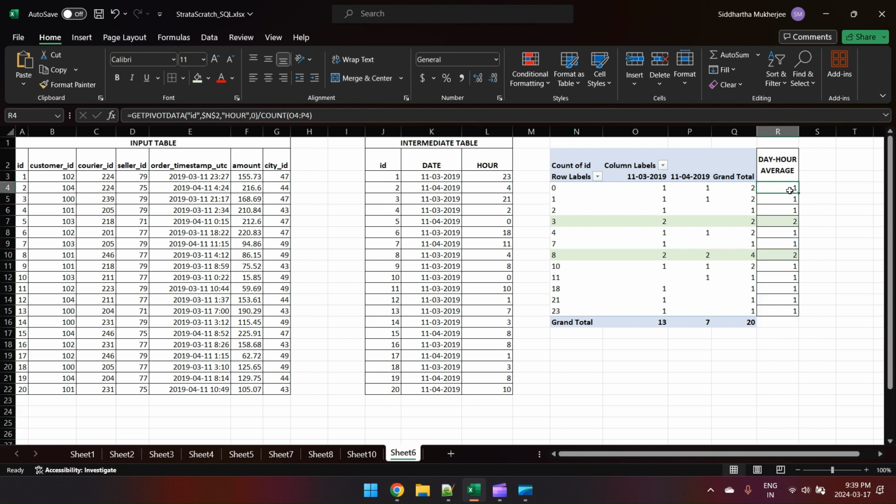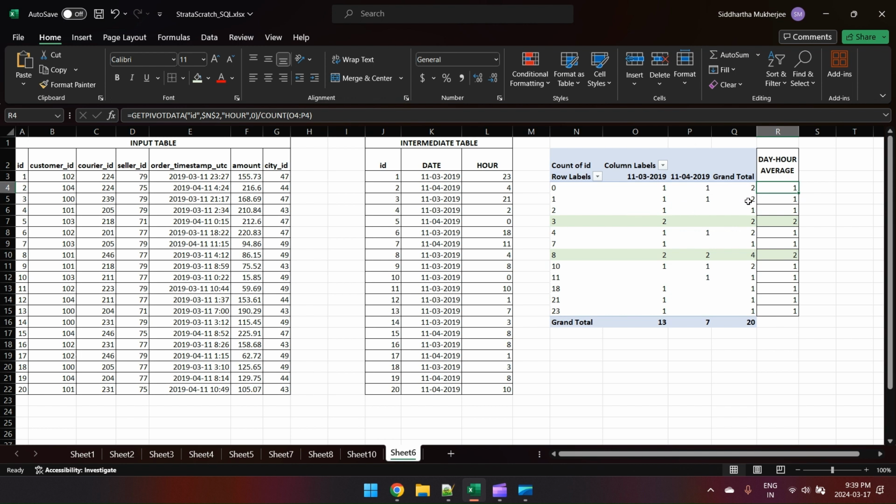This number is nothing but the total number of sales, that is 2, and that goes in the numerator. In the denominator we need the count of the distinct dates on which the sales were made. So here one sale was made on 11th of March, another was made on 11th of April. So the sales happened over 2 days. So this is 2 by 2, hence it is 1.